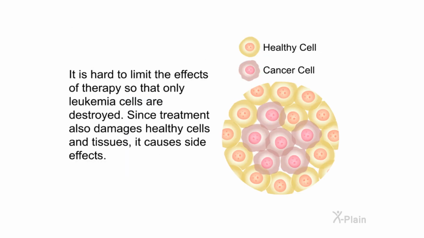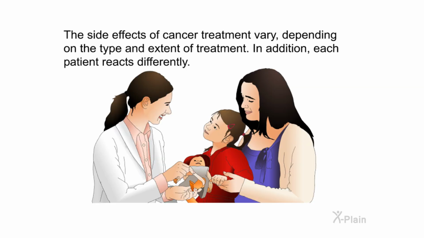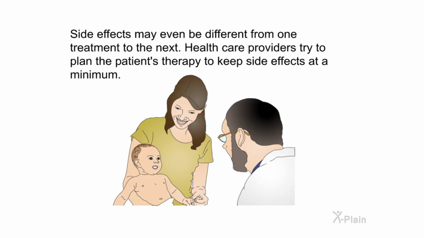It is hard to limit the effects of therapy so that only leukemia cells are destroyed. Since treatment also damages healthy cells and tissues, it causes side effects. The side effects of cancer treatment vary depending on the type and extent of treatment. In addition, each patient reacts differently. Side effects may even be different from one treatment to the next. Healthcare providers try to plan the patient's therapy to keep side effects at a minimum.